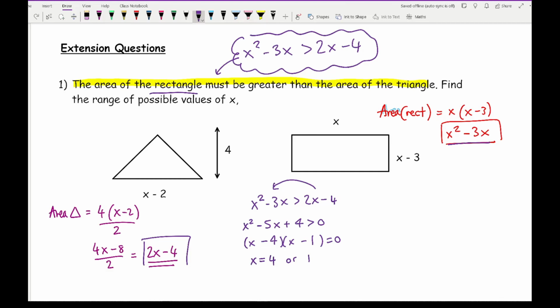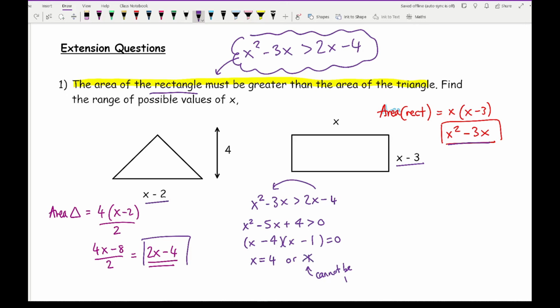So for this, let's just substitute that in now, because x can't equal 1, as this would therefore be negative. So would this, and you can't have negative length. So the only value it can be is 4.